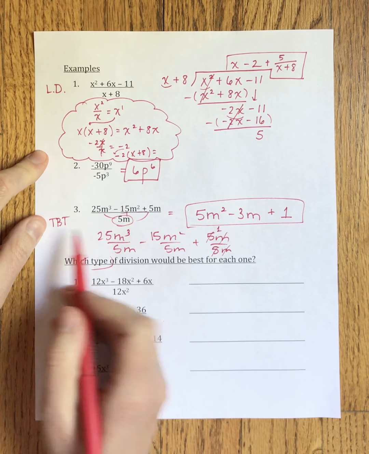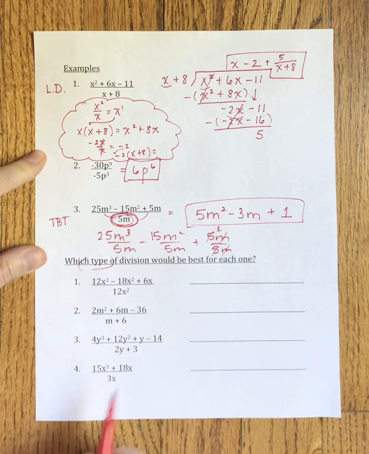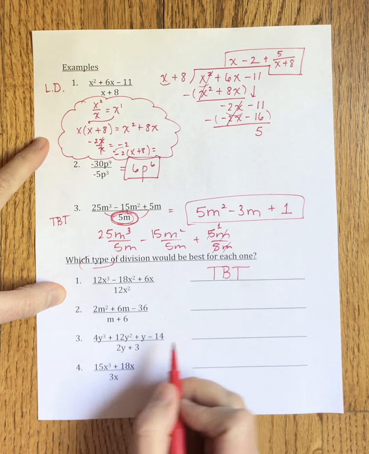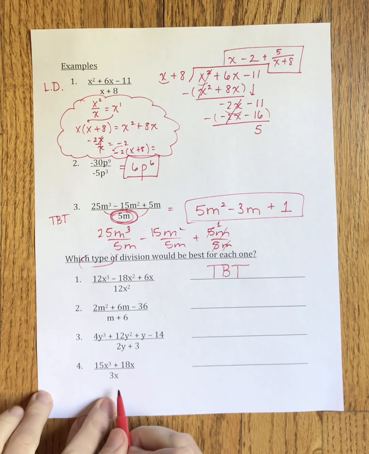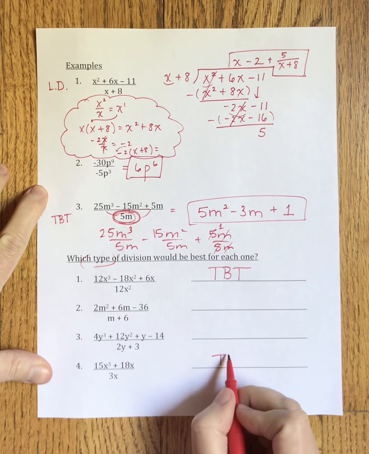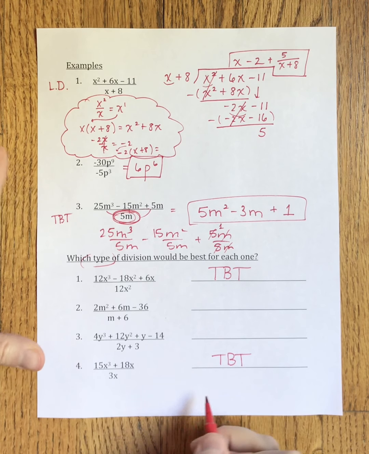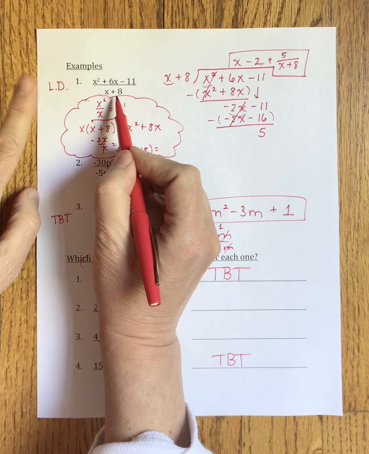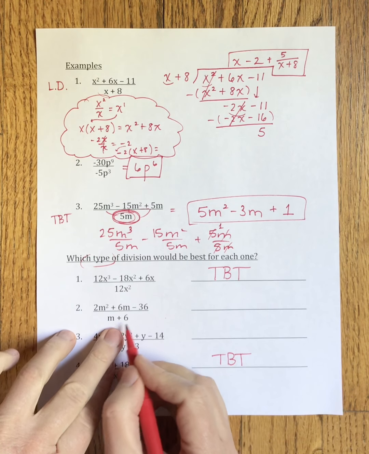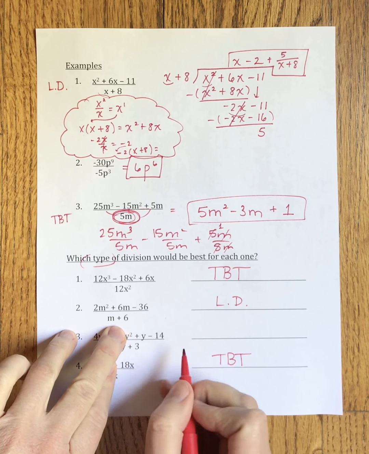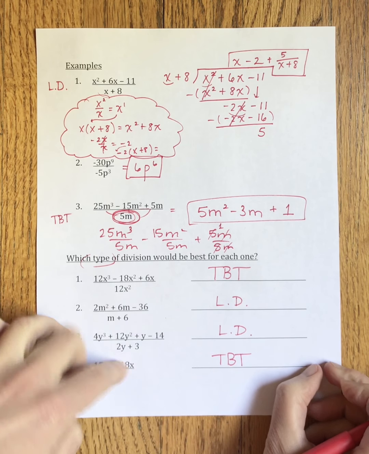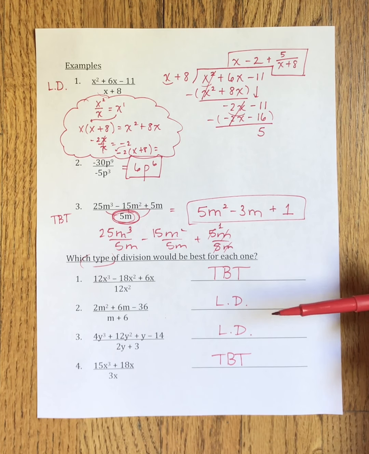So term by term division is when you're dividing by just one single term. Like in number 1 here, that would be term by term. And in number 4, we're only dividing by a monomial, so that would be term by term. On the other hand, when you're dividing by a binomial or bigger, we need long division. So number 2 is dividing by a binomial, that makes that one long division. And number 3 also is dividing by a binomial. So term by term, long division, term by term.